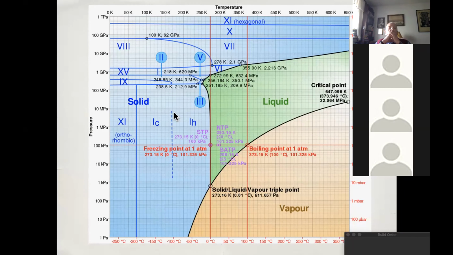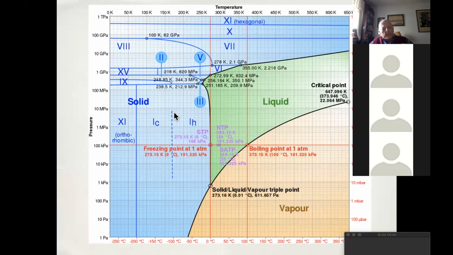We finished last week talking about the properties of solids, and I finished with the phase diagram for some substance which we think we are very familiar with, namely the common ice. And I am showing that phase diagram again. As you see, there are many different kinds of ice which are present.